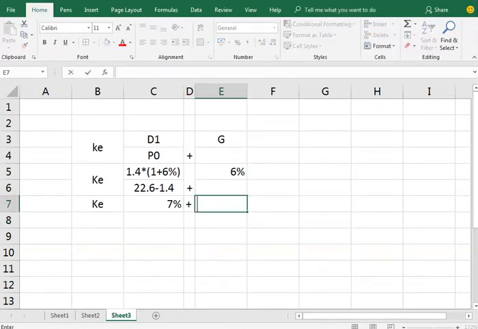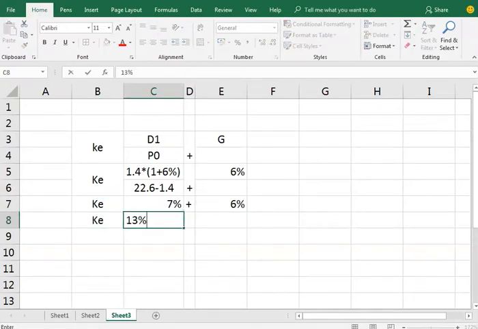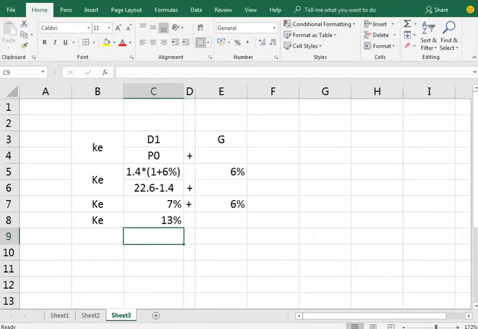It is 7% plus 6%, no? 13%. K is 13%. 7% plus this, you will have to multiply with 100 after dividing, or you will get 0.07 plus 0.06, 0.13, which is 13%. The cost of equity is 13%.